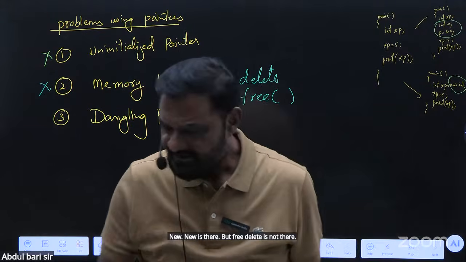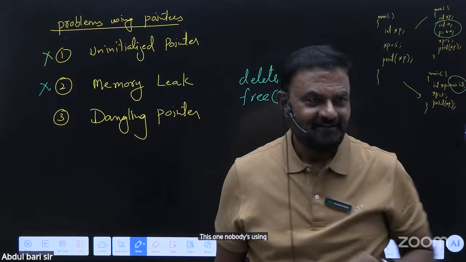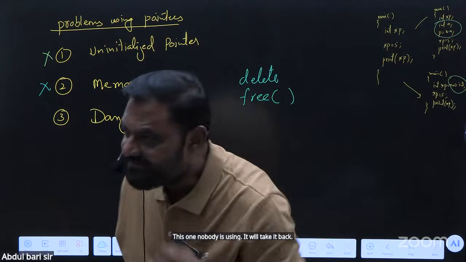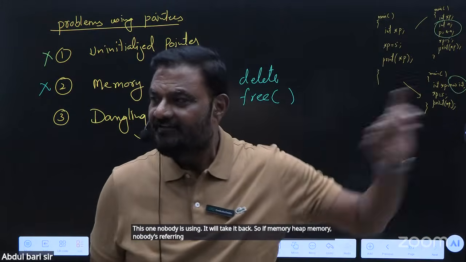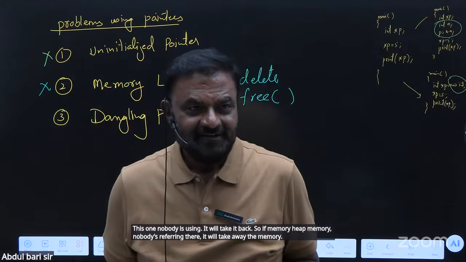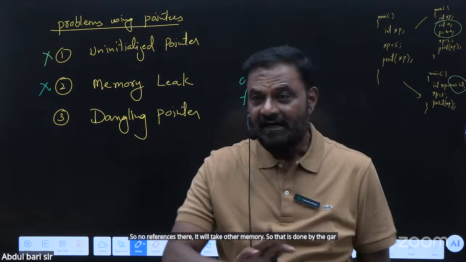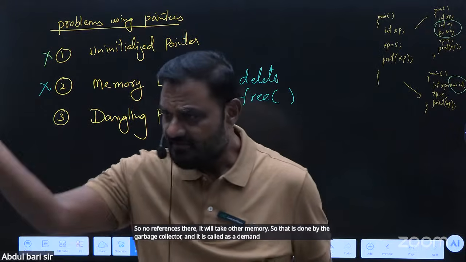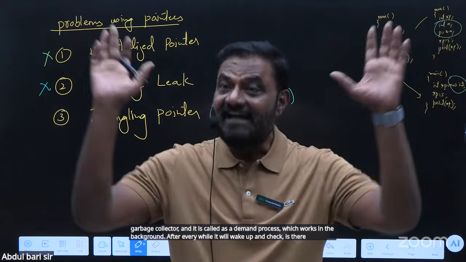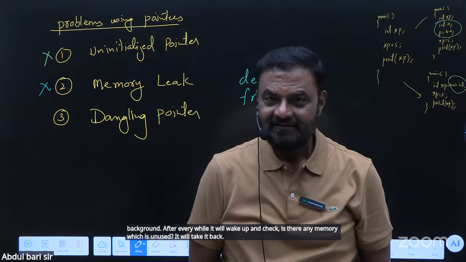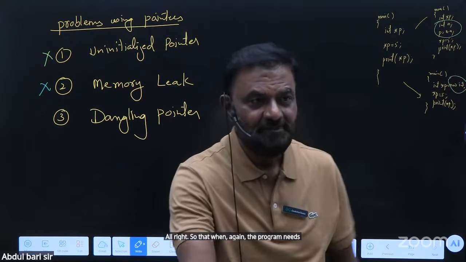New means, okay, take this. So it will keep watching. This ball nobody is using, it will take it back. If in heap memory nobody is referring to it, it will take away the memory. That is done by the garbage collector, which is called a daemon process that works in the background. After every while, it will wake up and check if there is any unused memory, and take it back. So that when the program needs it again, it will allocate the memory.